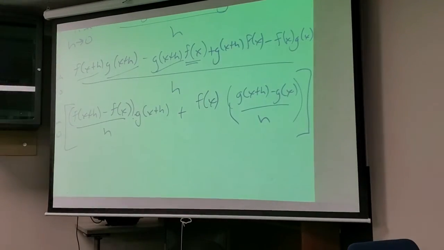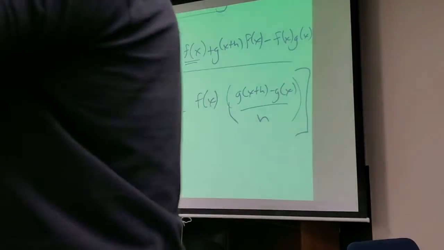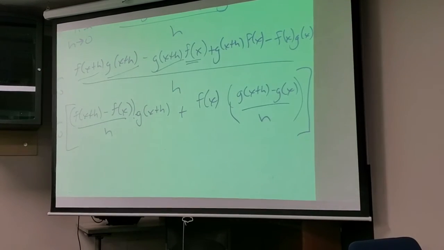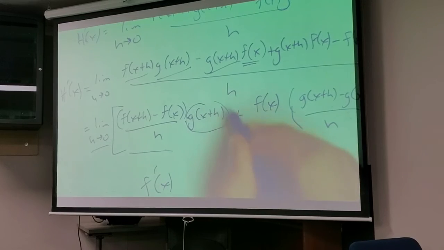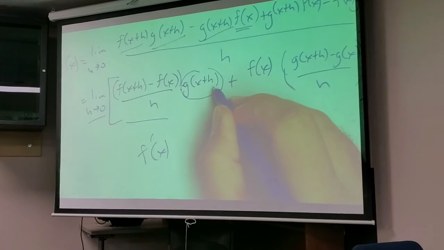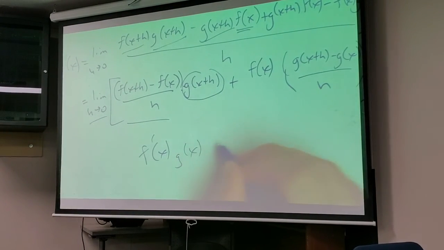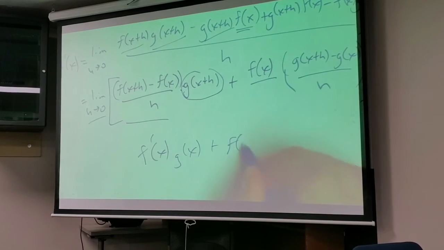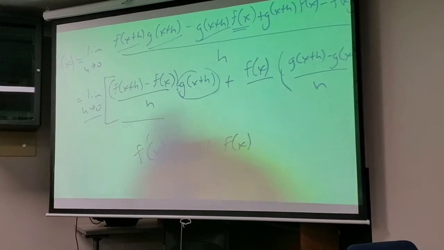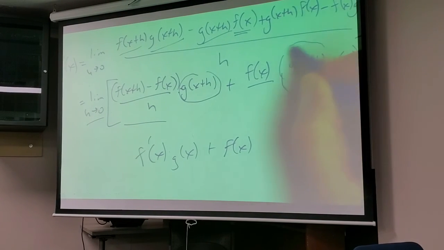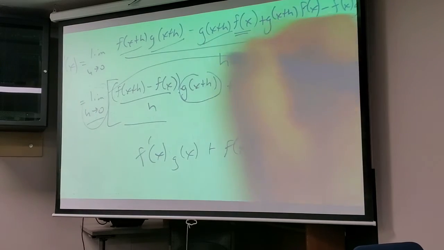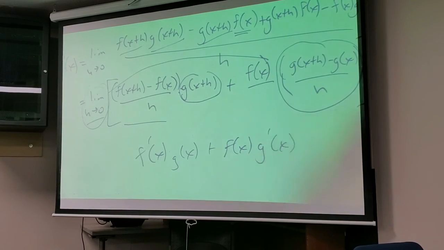I heard something. Yes, f prime. Isn't that f prime? That limit is f prime. And what do I get here when I let h go to 0? g of x. All right, let's keep going. Plus, that's just f of x. You with me? That piece doesn't care that h is going to 0. It's just always f of x, yes? And what's this? It's g prime.